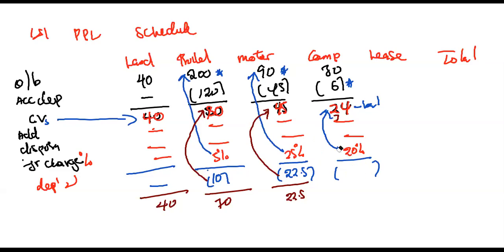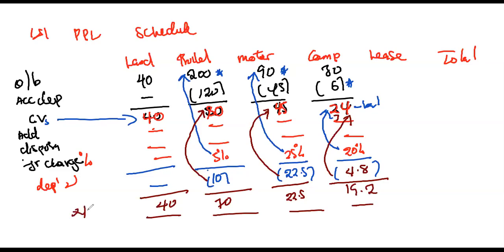20% of 24 is not 19.2. 20% of 24 is actually 4.8. Yes. Then when we remove that figure, this 4.8 from 24, we have 19.2. Yes, that's the correct one. So now those are NBVs. NBVs, net book value.